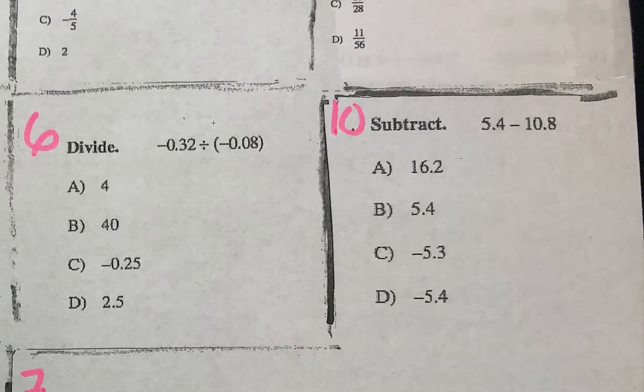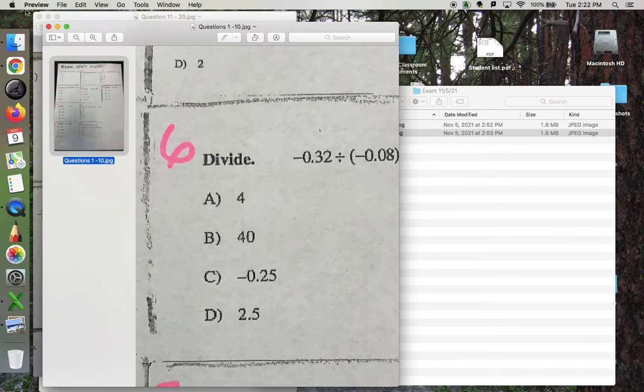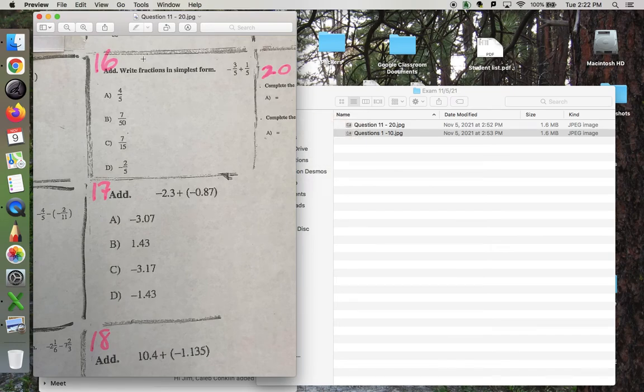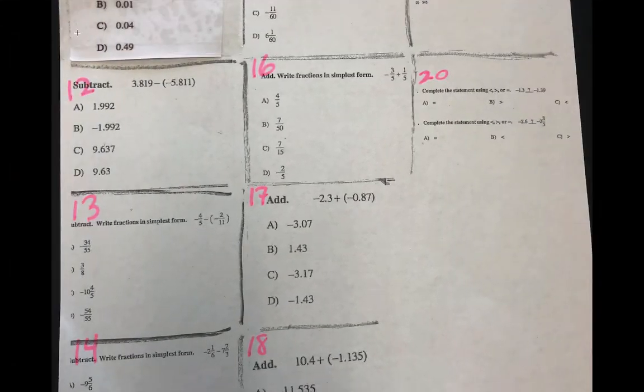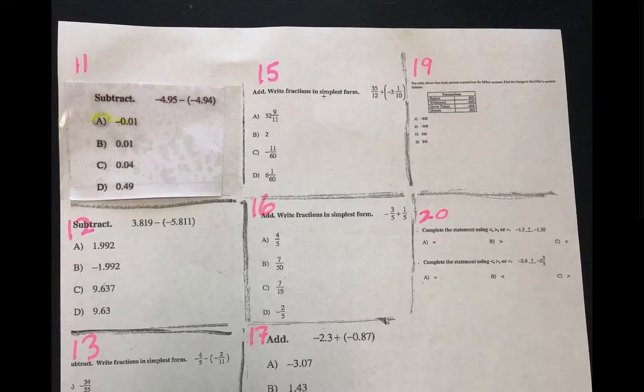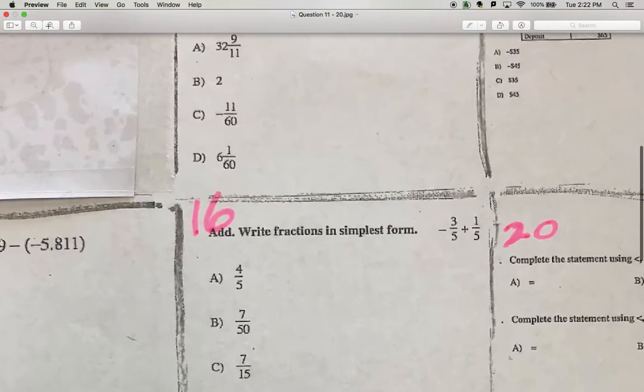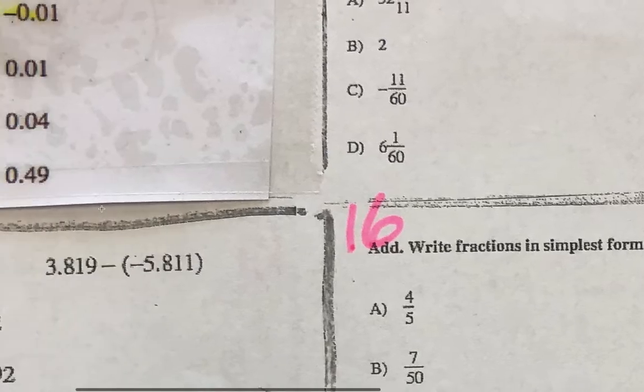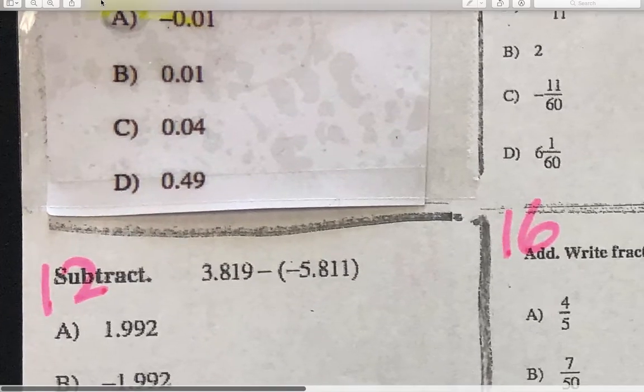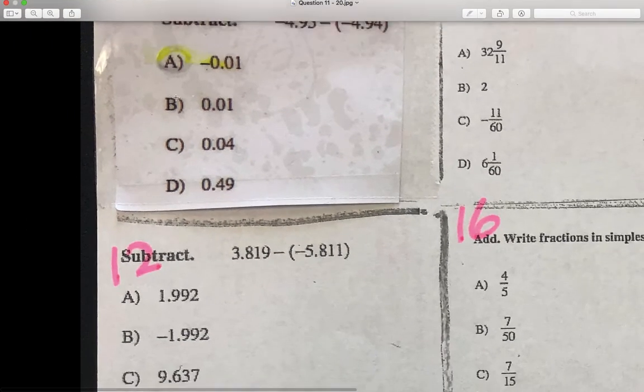Okay, now I've got to pull up. We're going to close this one out, and we'll pull up questions 11 through 20. Let's zoom in here a little bit. We'll zoom out just a little bit. There we go.